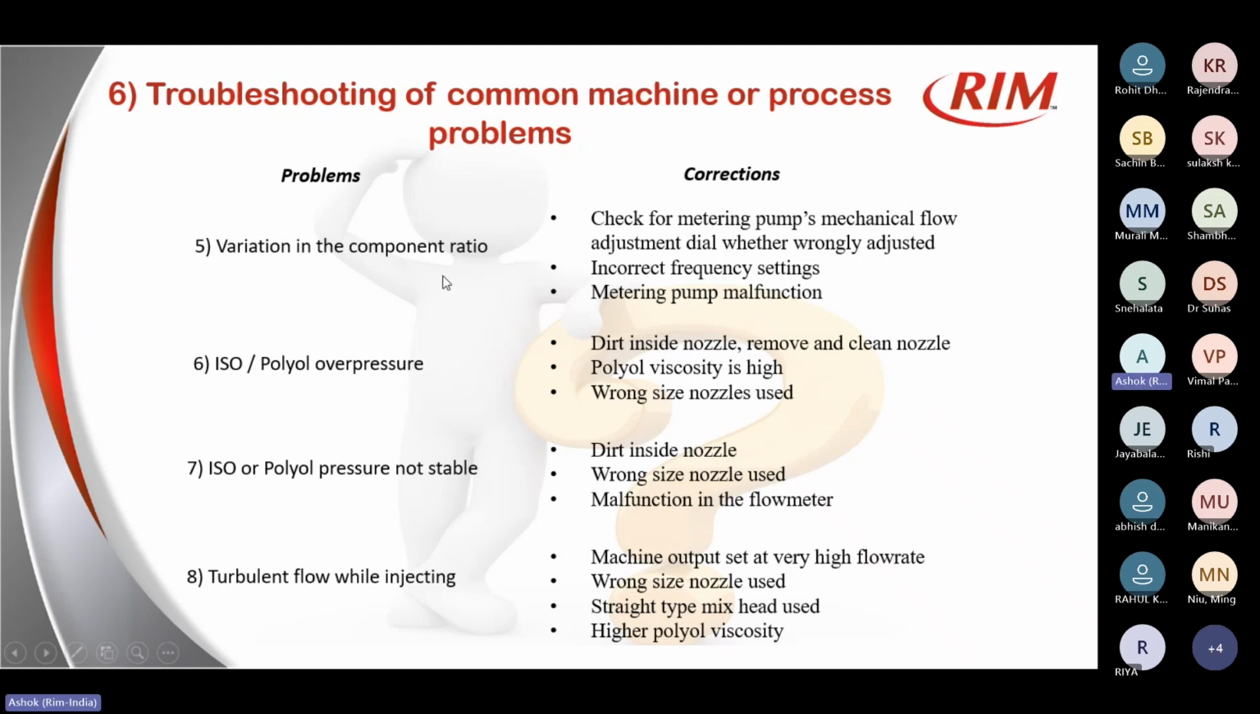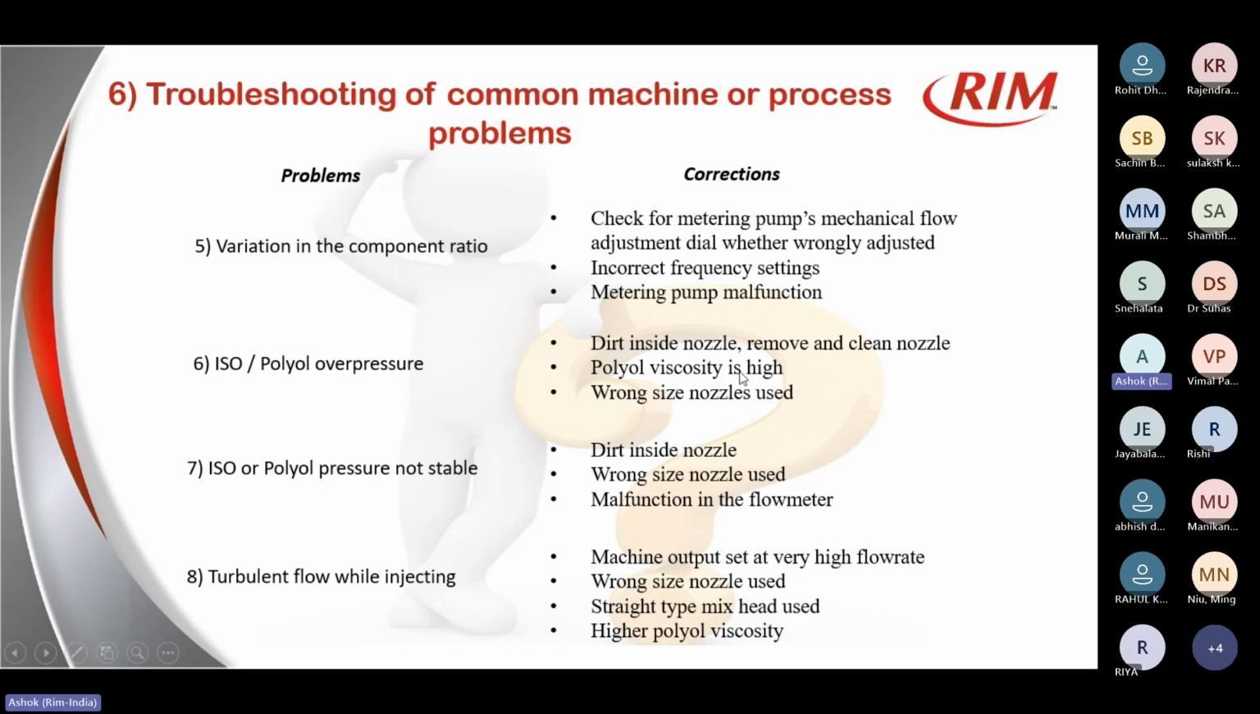Variation in the component ratio. Sometimes the iso polyol ratio is not set properly, or whenever you do the pouring or injection, you see there is a quality problem in the foam. For that, if someone has badly or wrongly adjusted the pump's mechanical output, then you have to adjust it correctly. If the machine is equipped with a frequency drive, then you have to see what frequency is set for each pump, or whether the pump has some malfunction.